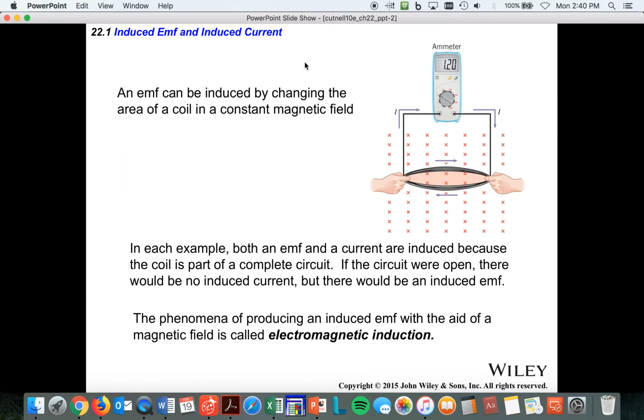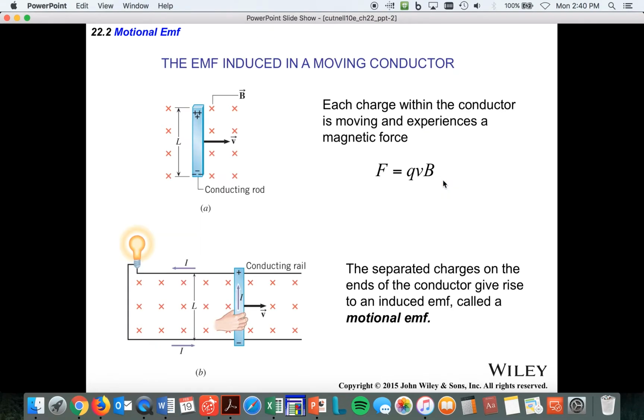Here again, electromagnetic induction, changing the area of the magnetic field. For each charge within the conductor moving, it experiences a magnetic force, F equals qvB. The separated charges on the ends of the conductor give rise to a motional EMF. Because look what's happening here. I have a circuit. I have a magnetic field, and the area is changing as this thing is moving.